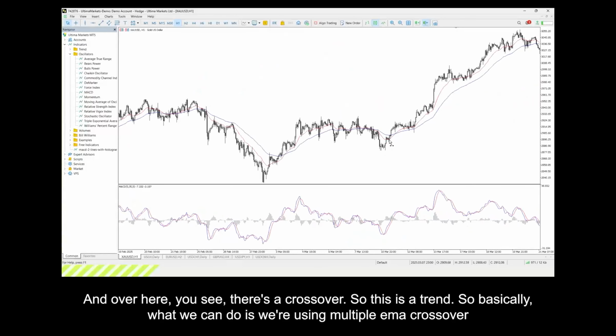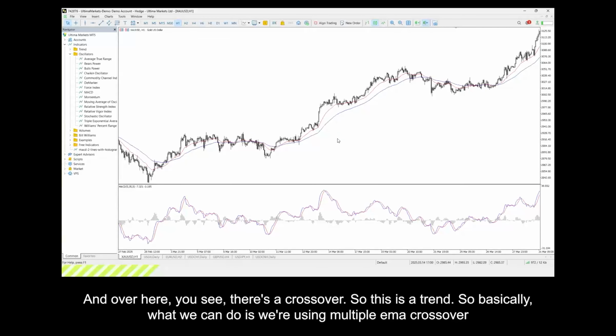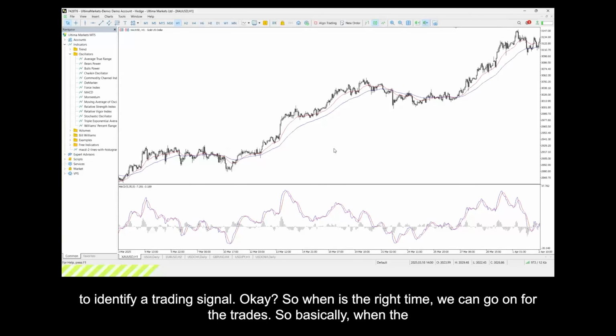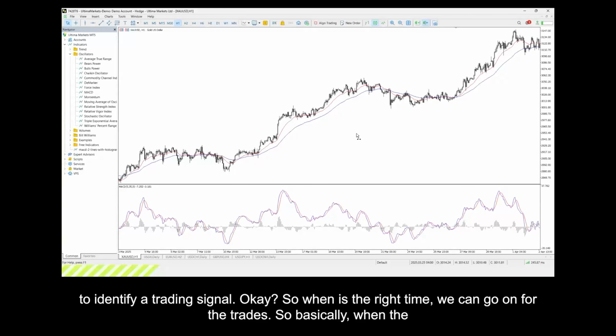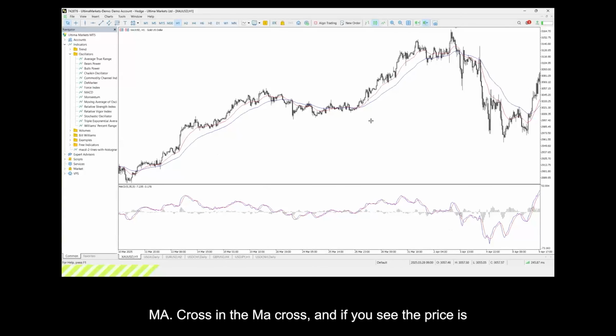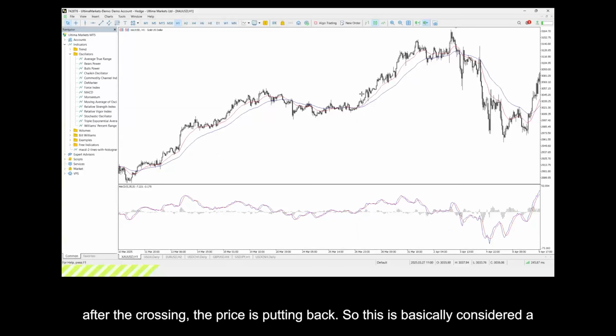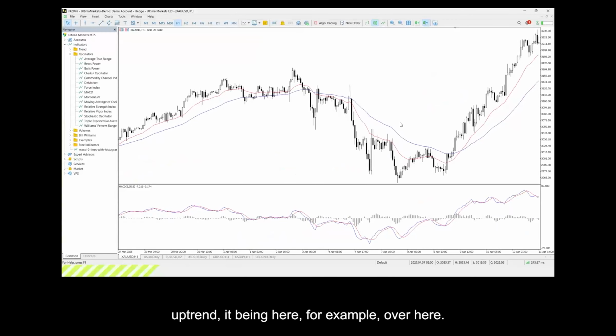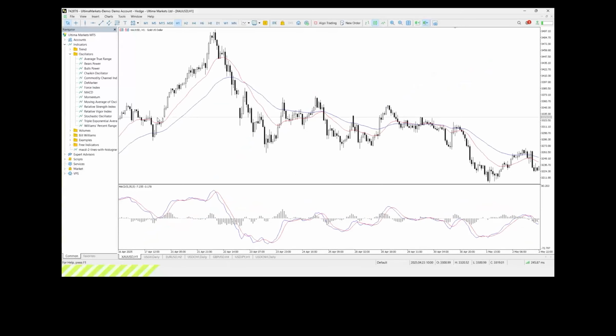Okay, so basically what we can do is we're using multiple EMA crossovers to identify a trading signal. So when is the right time we can go in for a trade? Basically when the MA crosses, and if you see the price, after the crossing, the price is pulling back. So this is basically considered an uptrend dip. Like for example over here.